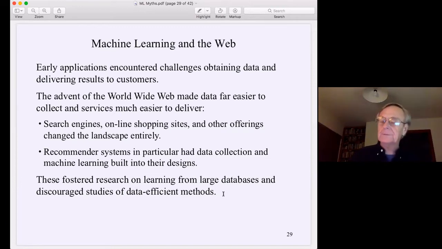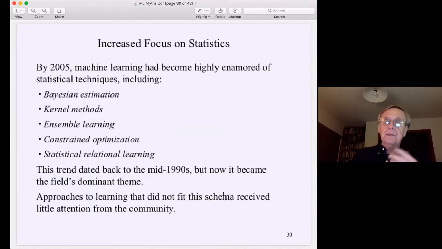And recommender systems in particular had data collection and machine learning built into the very design from the beginning. Now, that was good in a lot of ways. It led to plenty more research, many more success stories. But it also did encourage more work on learning from large data sets, large databases, and it really discouraged work on data efficient methods. And again, we'll come back to that later. But I think that you begin to see pressures pushing the field in a certain direction.